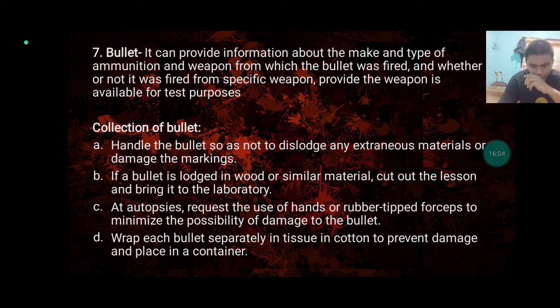So next is the bullet. It can provide information about the make and type of ammunition, the weapon from which the bullet was fired, and whether or not it was fired from a specific weapon, if the weapon is available for test purposes.